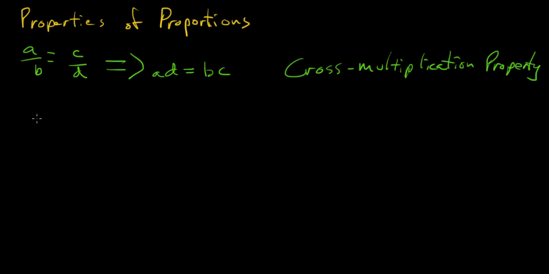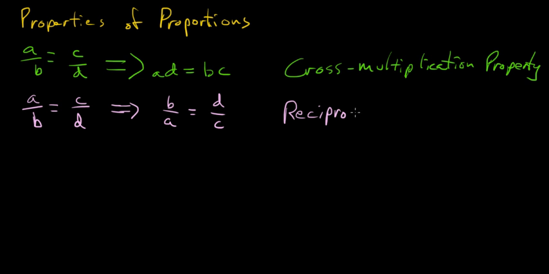And let's try another one. We got A over B equals C over D. Well, that means that B over A equals D over C. Notice what I did. I just flipped each fraction upside down. And of course that is called the reciprocal property.